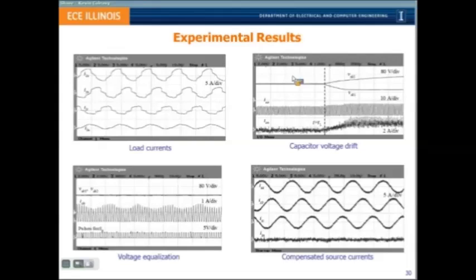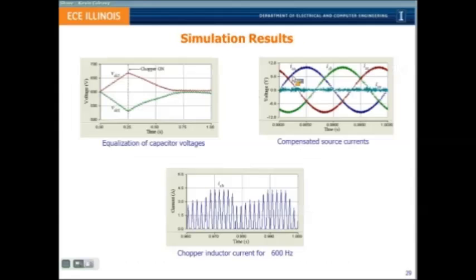We see that there is an average component for the fourth wire, and they have harmonics also.